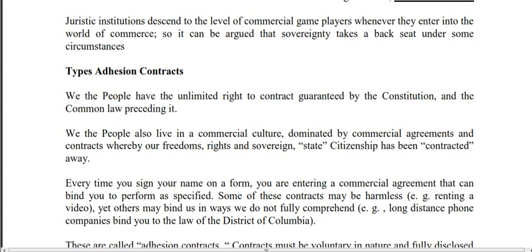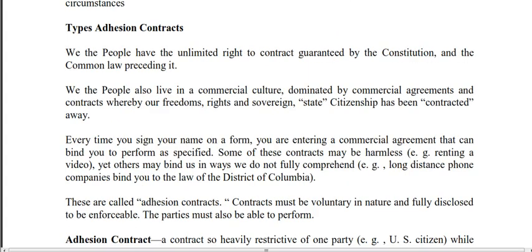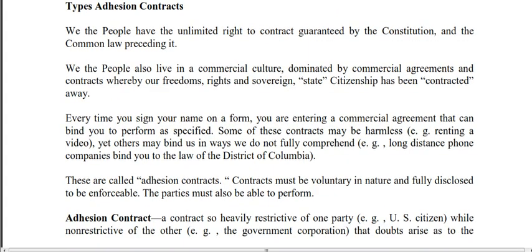Juristic institutions descend to the level of commercial game players whenever they enter into the world of commerce, so it can be argued that sovereignty takes a back seat under some circumstances. We the people have an unlimited right to contract guaranteed by the Constitution and the common law preceding it. We the people also live in a commercial culture dominated by commercial agreements and contracts whereby our freedoms, rights, and sovereign state citizenship have been contracted away.